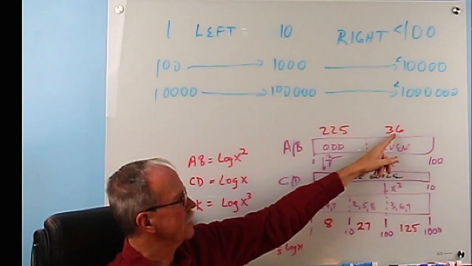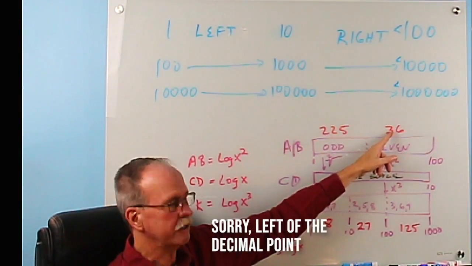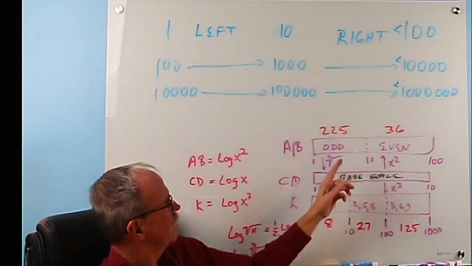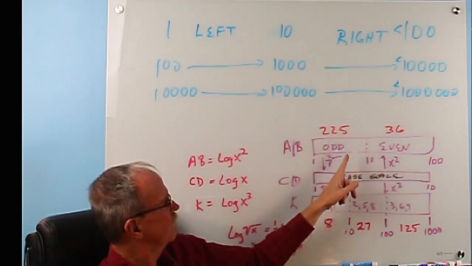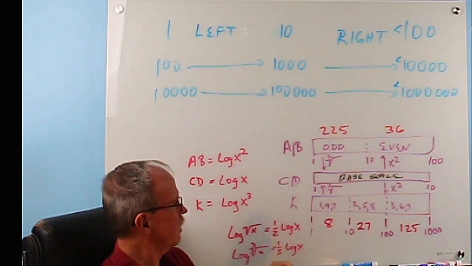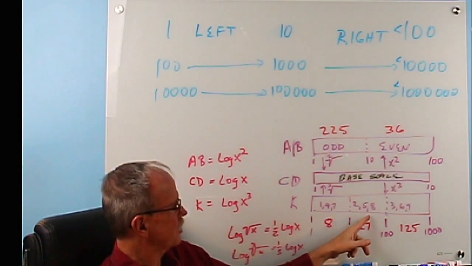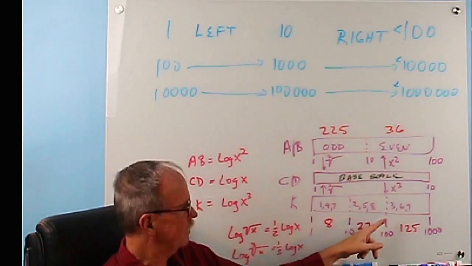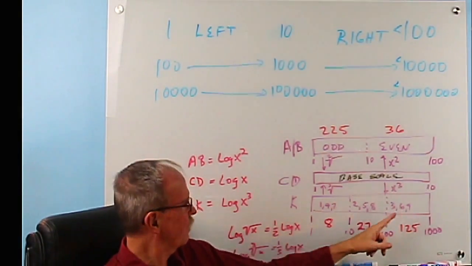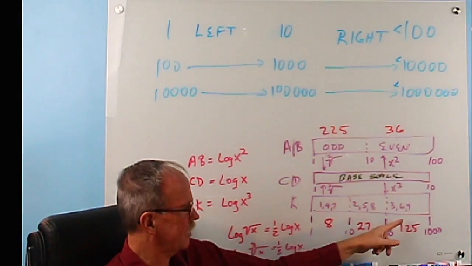If the number has an even number of digits to the left of the decimal, you use the right side of the AB scale. If it has an odd number, you use the left side. Likewise, on the K scale, if it has 1 digit, you use the first one. If it has 2 digits, you use the middle one. If it has 3 digits, you use the right one. If it has 4 digits, you go back to the left one again and work your way through.